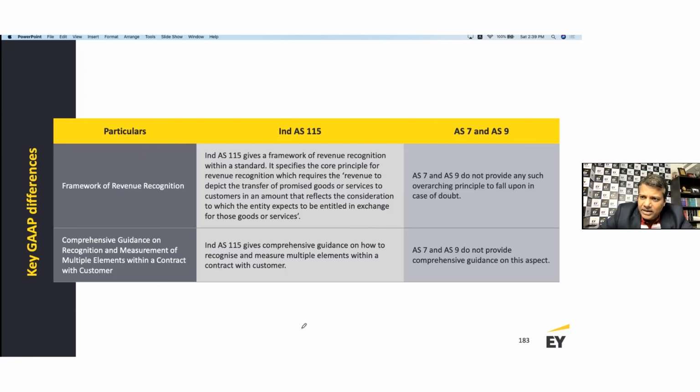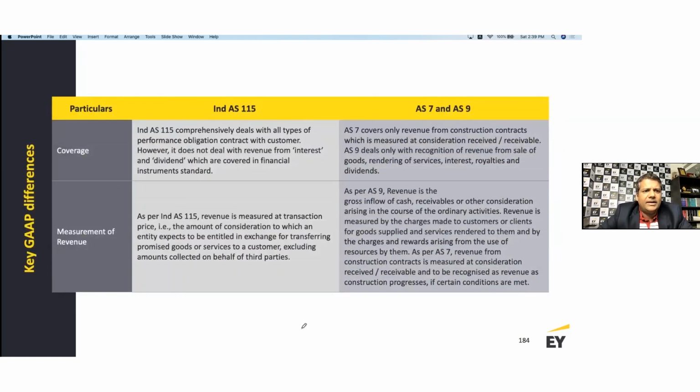And then it talks about multiple element arrangements, which are not covered adequately in AS7 and AS9. There are a number of other areas, right? It comprehensively deals with all types of performance obligations, but it does not talk about interest and dividend, because they're covered under financial instruments, whereas AS9 talks about interest, dividend, royalties, and all of that as well. The measurement guidance is a lot more driven by fair value, standalone, relative standalone. There's lots of guidance, whereas it is largely driven by the terms of the contract with the customer as per AS9. So again, a fundamental difference.